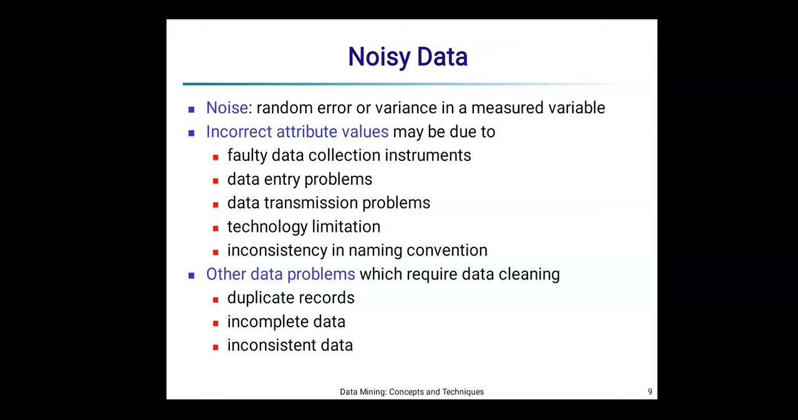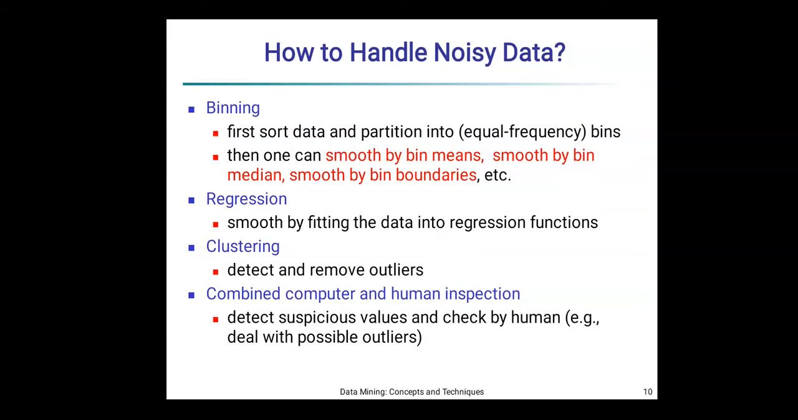Next comes the noisy data. Noise means basically a random error or variance in a measured variable. This may be due to faulty data collection, data entry, data transmission problem, technology limitation or inconsistent naming convention. Other data problems which require data cleaning include duplicate records, incomplete records and inconsistent data. So this is a very important parameter which we need to handle while data cleaning. Noisy data can be handled using binning, where you sort the data and partition it into equal bins, then regression analysis, then clustering, and finally combined computer and human inspection.